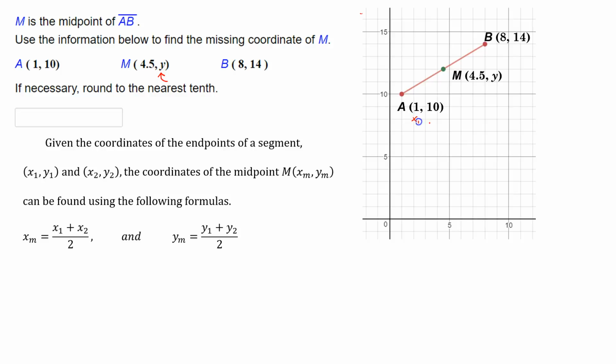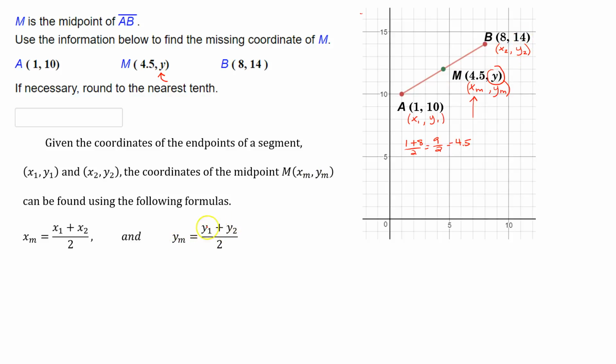So this is your x1, your y1. The little subscript just means the x coordinate of the first point, the y coordinate of the first point, the x coordinate of the second point, the y coordinate of the second point, the x coordinate of the midpoint, the y coordinate of the midpoint. So if you look at these formulas, xm, or the x coordinate of the midpoint, should be x1 plus x2 divided by 2. So that's 1 plus 8 divided by 2. 9 divided by 2 is 4.5. So that one's right.